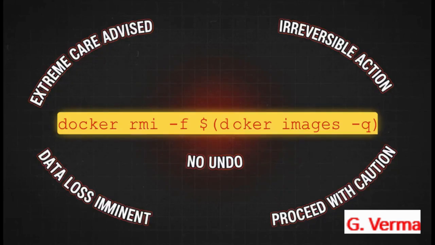Okay, I need everyone to pay close attention here. This command is the big red button. It chains 2 things together. First, it gets the ID of every single image on your system, and then it forcefully deletes all of them. It is incredibly powerful, and let me be clear, there is no undo button. It's an amazing tool for a total system reset, but you have to be absolutely sure before you hit enter.